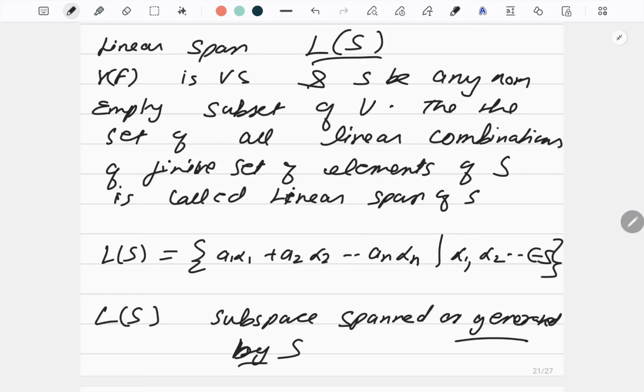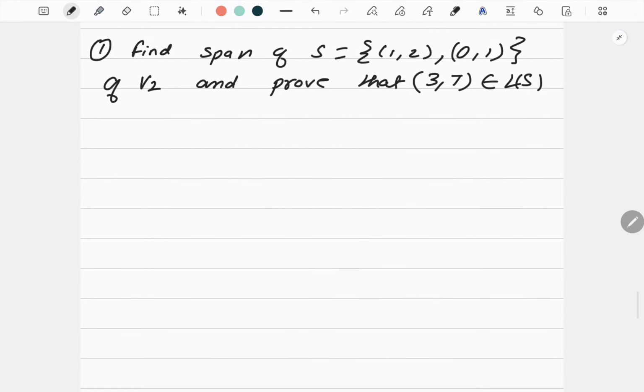We will study linear combination as linearly dependent and independent, and also this generated concept, in the next topic. Right now in this video I will just teach you how to write the span and how to check whether an element belongs to L(S) or not. So let us start with the first question. My first question says: find the span of S and prove that (3, 7) belongs to L(S).